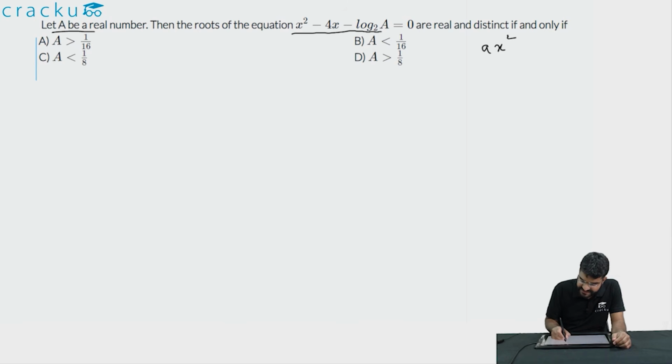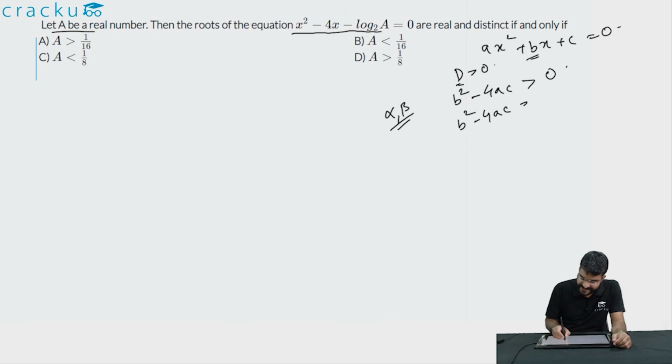The quadratic equation ax square plus bx plus c is equal to 0 will have real and distinct roots if and only if the discriminant D is greater than 0. What is the value of the discriminant? This is equal to b square, where b is the coefficient of x, minus 4ac, and it should be strictly greater than 0. This is when both the roots, alpha and beta, are real and distinct. Now if b square minus 4ac is equal to 0, then both the roots are real and equal, that is alpha is equal to beta. If b square minus 4ac is less than 0, then both the roots alpha and beta will be imaginary.